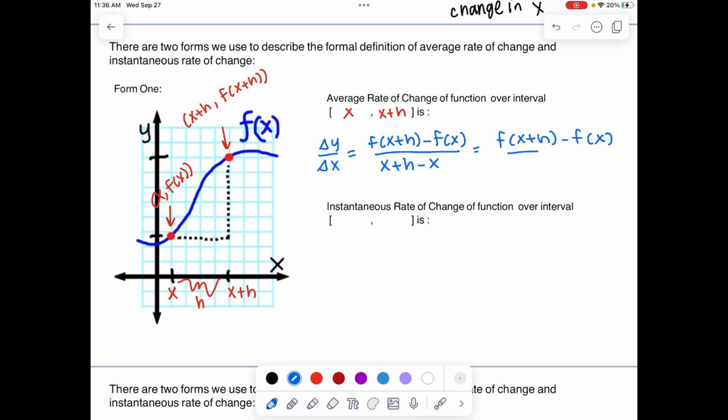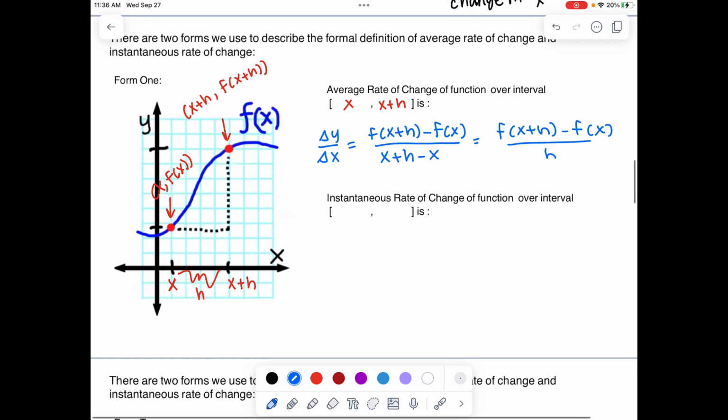And then if you were to simplify those denominators, you have x minus x if you look there. So these two x's right here are going to cancel out, and so you would just have h down here. And so with this new formal definition, thinking about the interval as x and then x plus h, that would be what your average rate of change formula would look like.